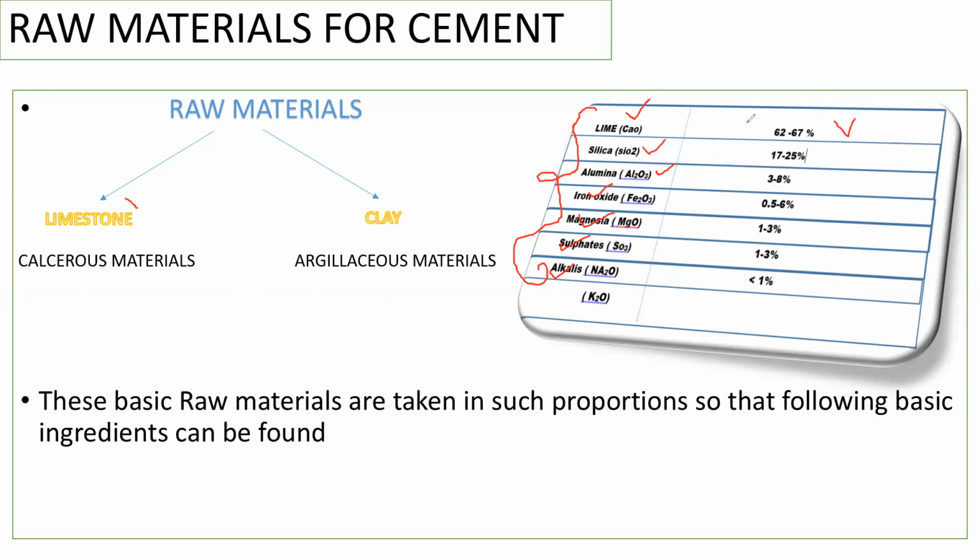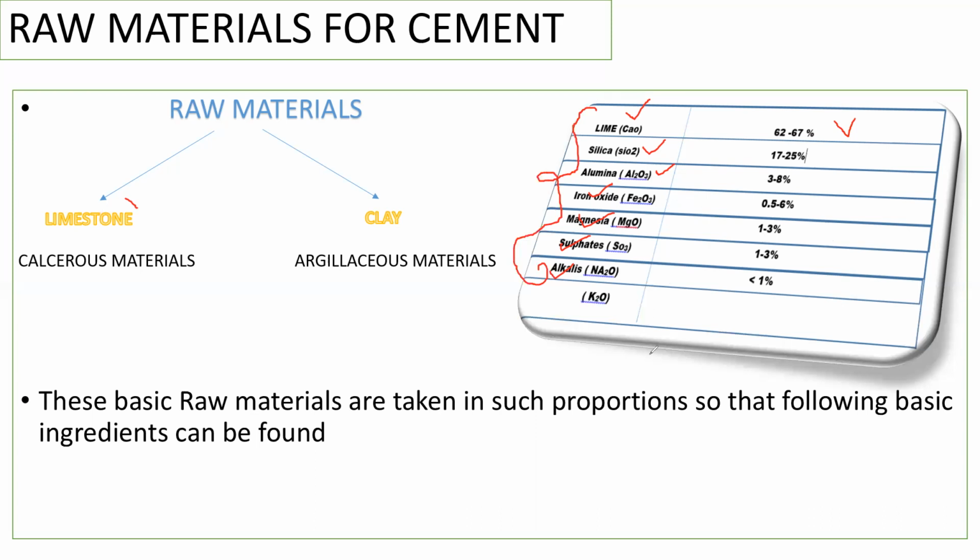You can see the lime should be 62 to 67%. Then silica should be 17 to 25%. Alumina should be 3 to 8%. Iron oxide can be from 0.5 to 6%. Magnesia can be 1 to 3%. Sulfates can be 1 to 3%. And alkali should be less than 1%. Then based on the cement, we can play with all these things.